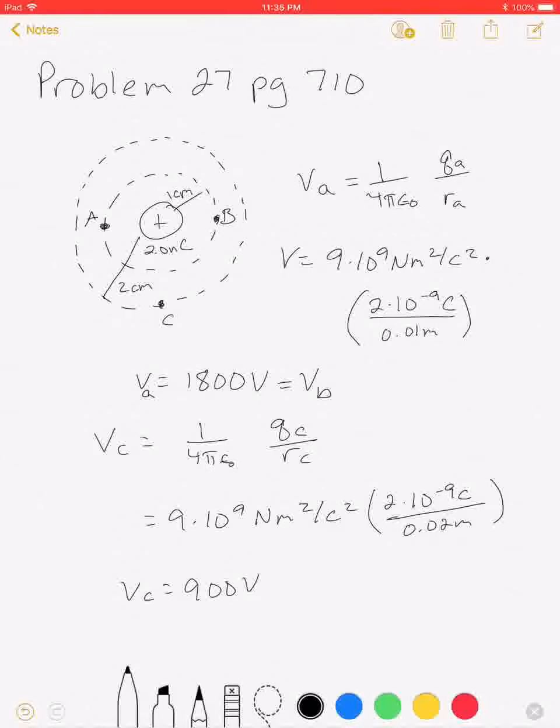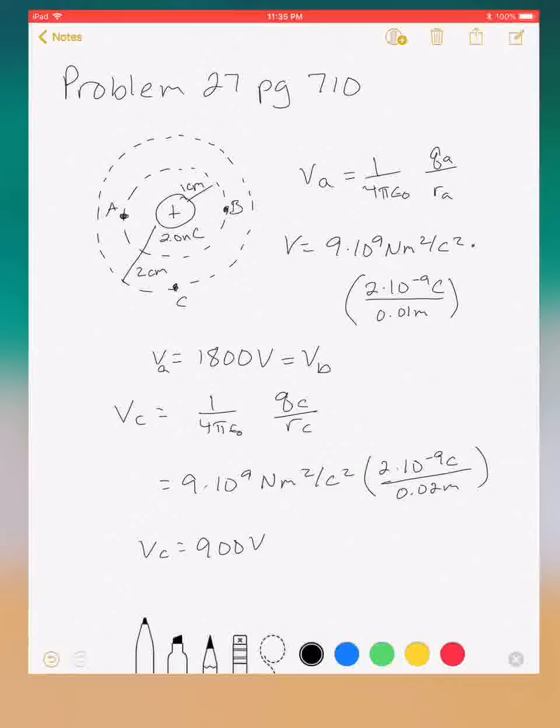The voltage, or the potential, scales inversely with the distance from the charge. This is different than the electric field, which tends to run with the inverse square of the distance.